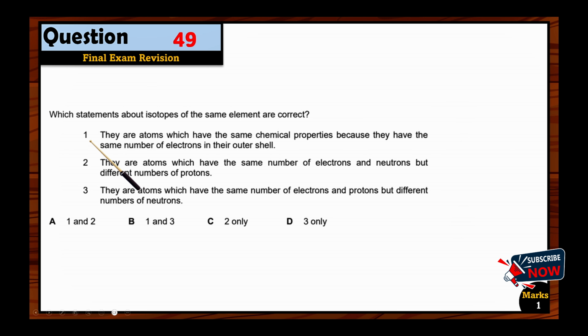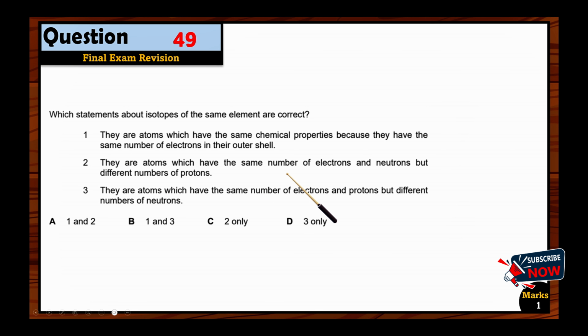Question 49. Which statements about isotopes of the same element are correct? Again, the same question can be repeated. They can give you different types of options and you have to find the correct ones. So first, they are atoms that have the same chemical properties. Yes, that's right, because they have the same number of electrons in the outer shell. Chemical properties depend on the electrons in the outer shell. So option 1 is correct.